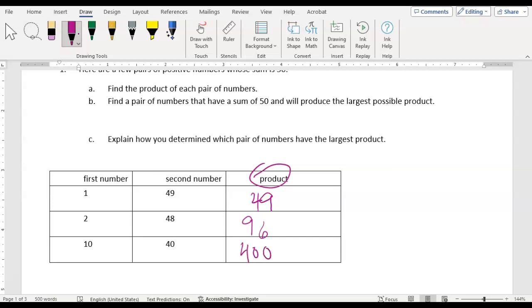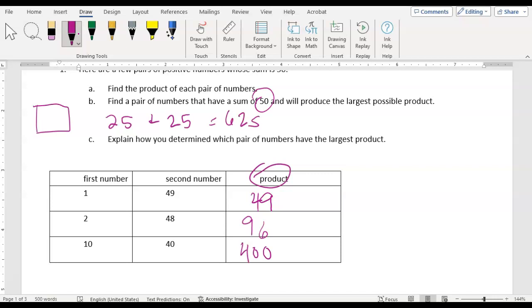All right. Find a pair of numbers that have a sum of 50 and will produce the largest possible product. So remember, when we were thinking about our shapes today and trying to find the largest possible area, the place where it was the largest area, when we multiplied the length times the width to get the greatest area, we wanted to look at where one of them was not smaller than the other. Right? In other words, when are they equal to each other? And so in that case, a pair of numbers that have a sum of 50 and produce the largest possible product would be 25 and 25, which will be, I believe, 625.